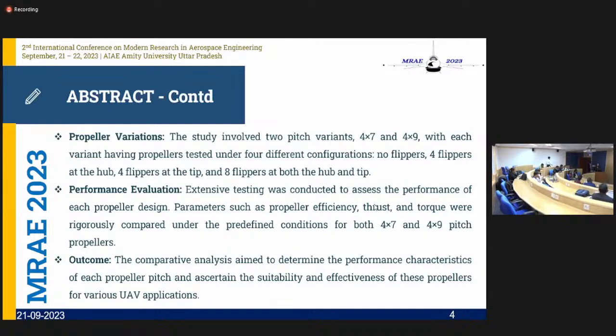The performance evaluation was carried out by using an extensive test that was conducted to assess the performance of each propeller design. Parameters such as propeller efficiency, thrust, and torque were rigorously compared under the predefined conditions for both 4x7 and 4x9 pitch propellers. The outcome we obtained is a comparative analysis, which aims to determine the performance characteristics of each propeller pitch and ascertain the suitability and effectiveness of these propellers for various UAV applications.